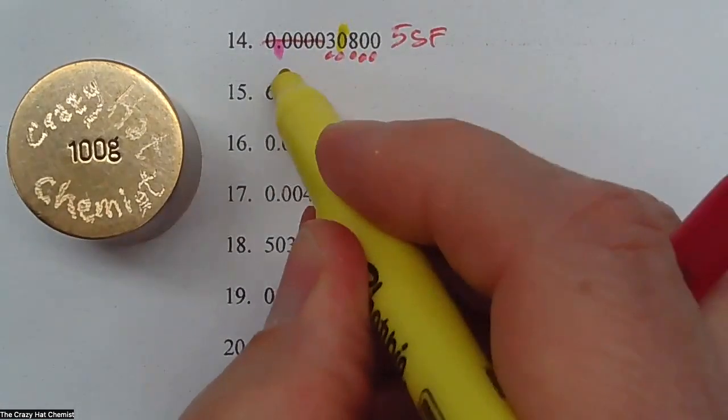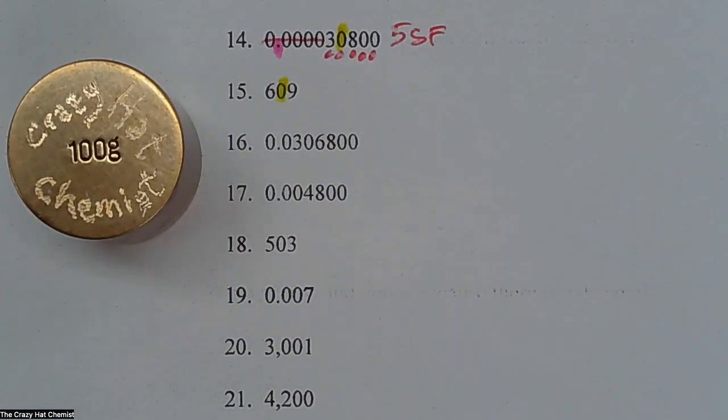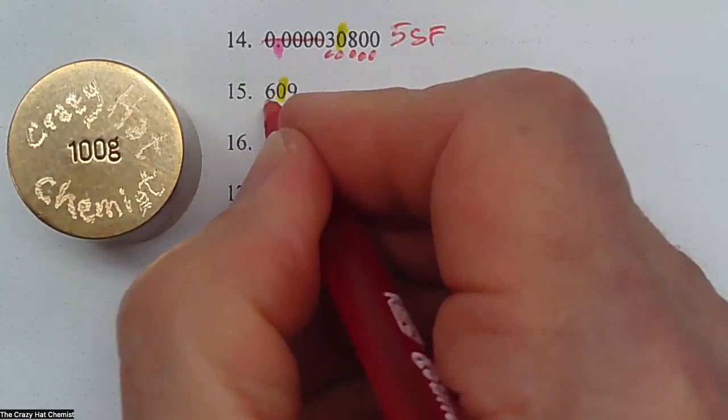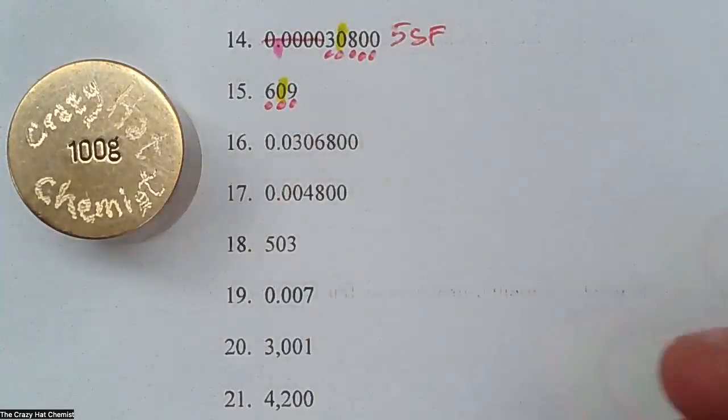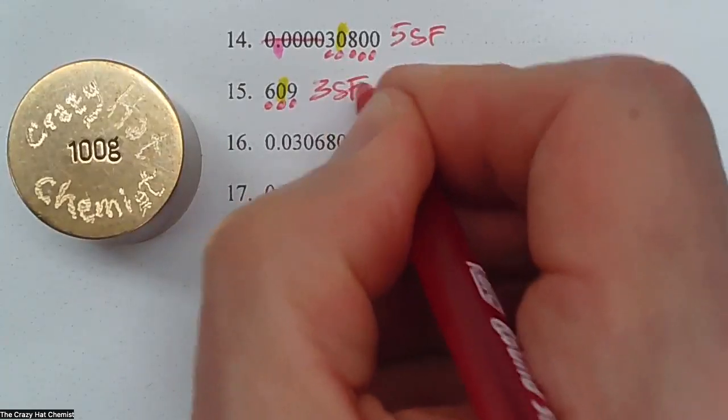This right here is a captive zero. Captive zeros count. The 6 and the 9 count because they're non-zero integers, and this captive zero counts. So that's 3 significant figures.